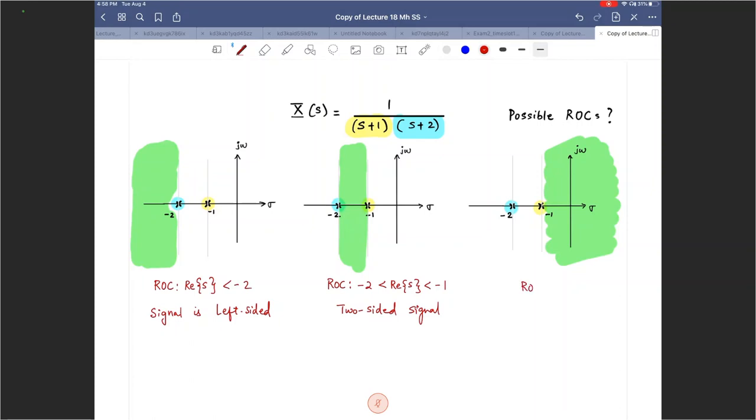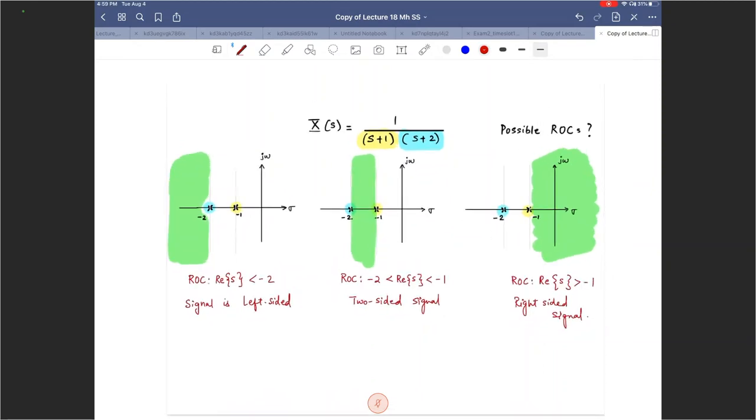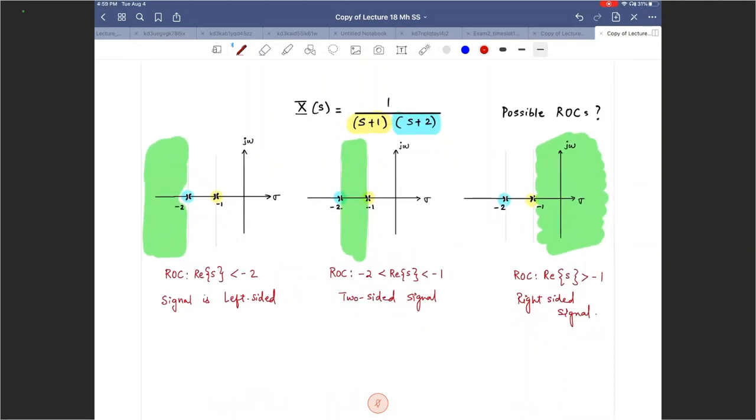The region of convergence is the real part of s greater than -1, and it is going to be a right-sided signal. So by looking at the region of convergence, we can talk about the classification of that signal: right-sided versus left-sided versus finite duration versus two-sided.